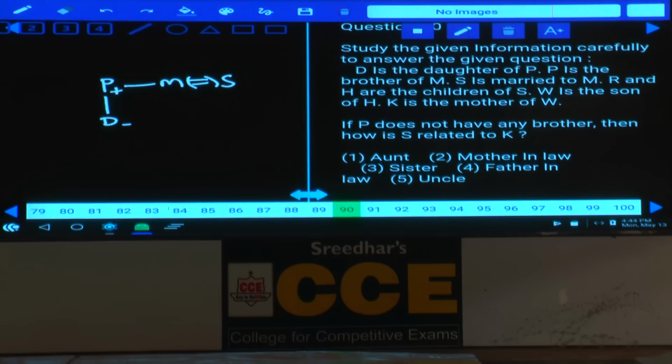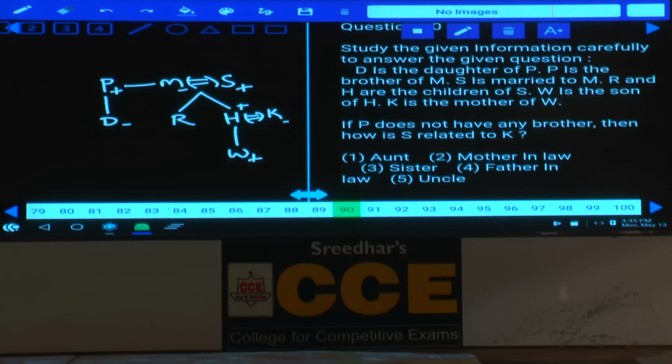R and H are children of S. Now these two persons are children of S. W is the son of H. Now this W is the son of H can be written like this, and K is the mother of W. Now K is the mother of W, that means H and K are married, K is female and H is a male. Done with this? Then if P does not have any brother, as P does not have any brother, that means P and M are siblings and M is the sister of P. If M is a sister, S is a male, then how is S related to K?